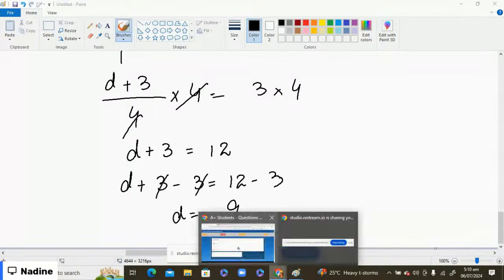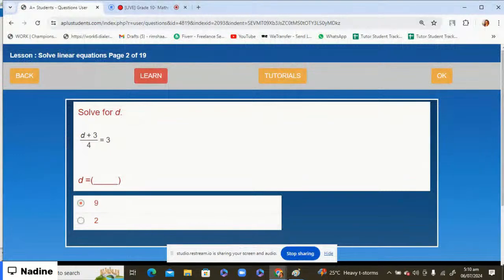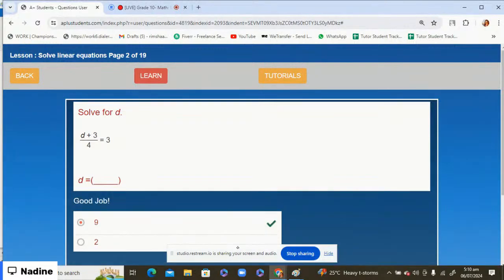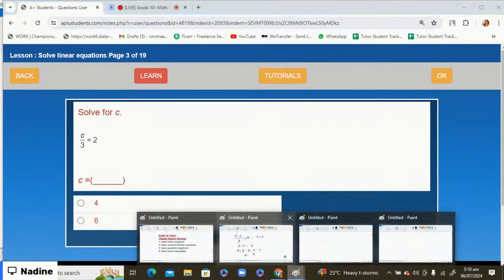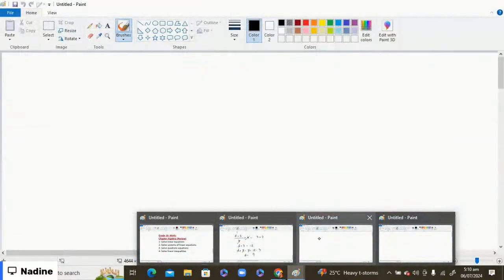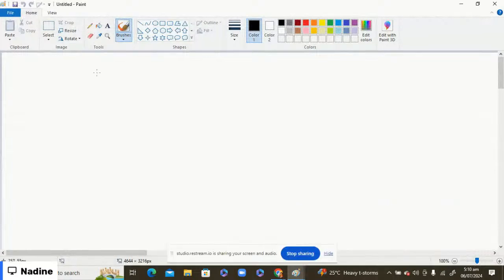Is there any option for 9? Yes, it's here. Let's go with it. Hope you guys understand this lesson. Let's do this one. c divided by 3 is equal to 2.